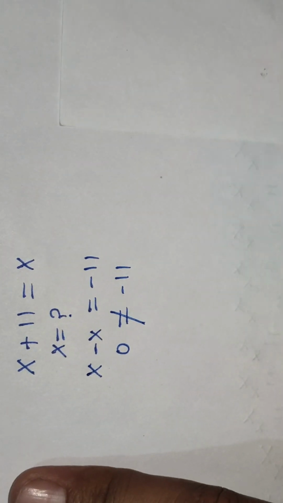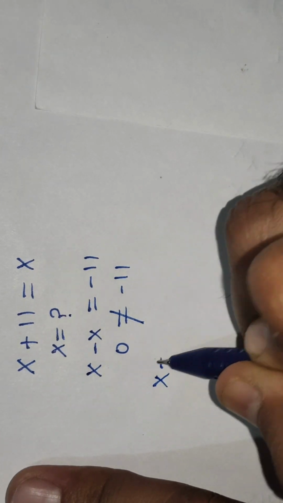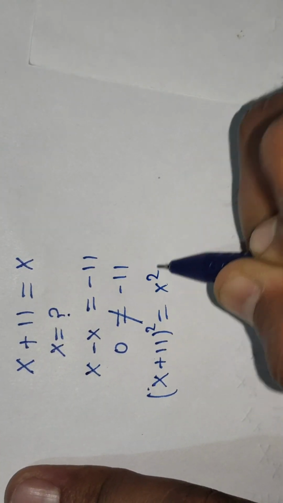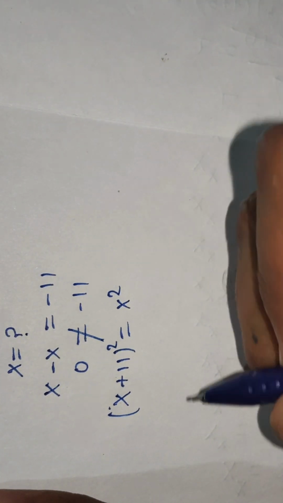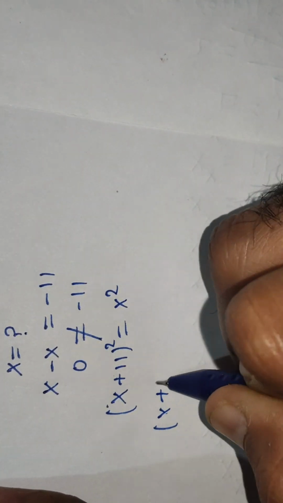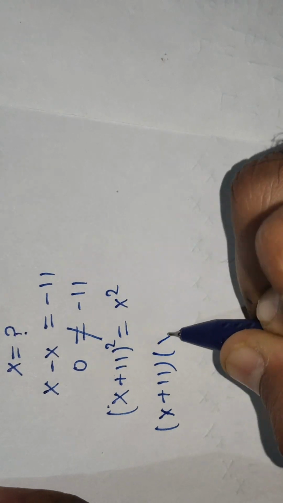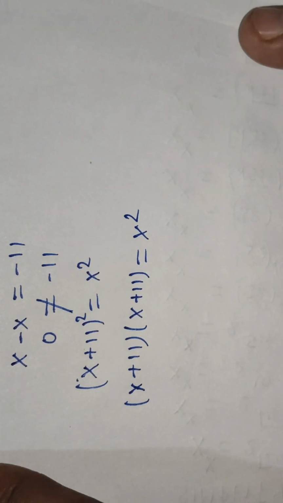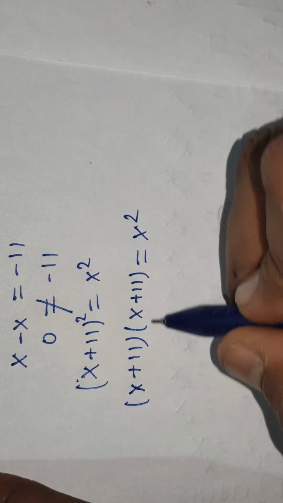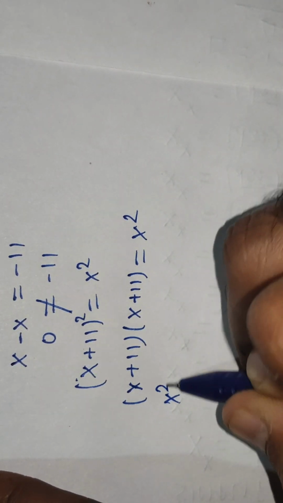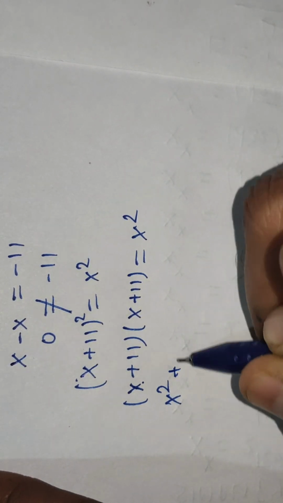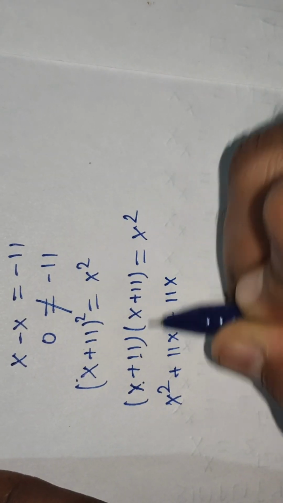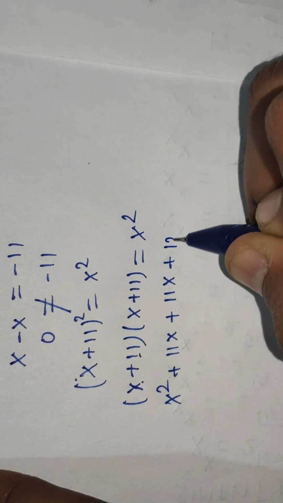Now we square both sides: x plus 11 whole square, and x square. Okay, now x plus 11 times x plus 11 equal to x square. Everyone understand? x times x is x square, x times 11 plus 11x plus 11 times 11, 121.